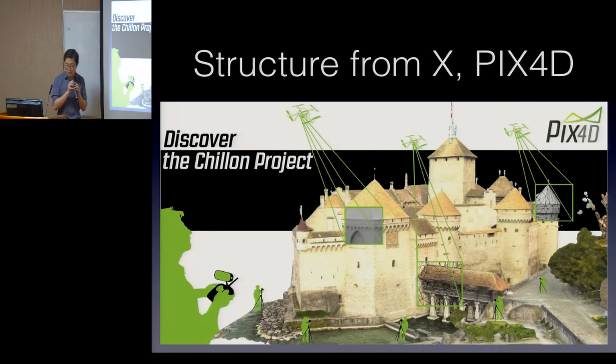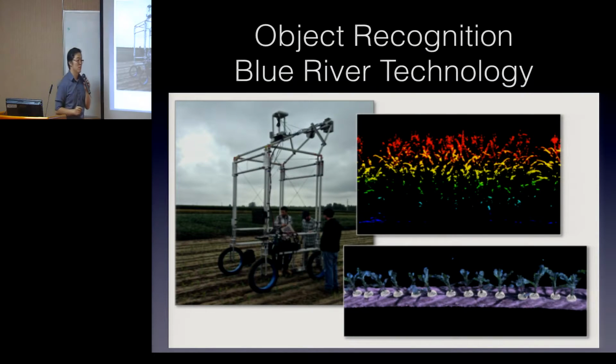And also, Pix4D, they use the same structure from motion algorithms, but use it on drones to reconstruct nice 3D models for important landmarks. So object recognition. I like Blue River Technology a lot.